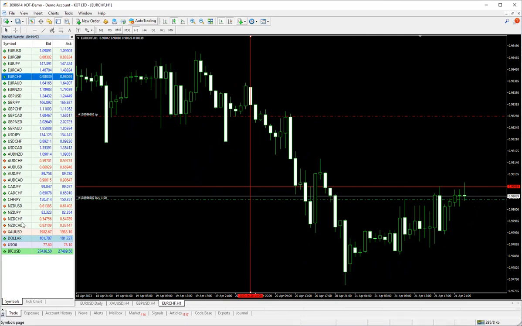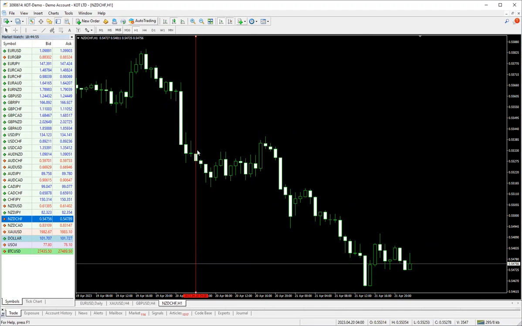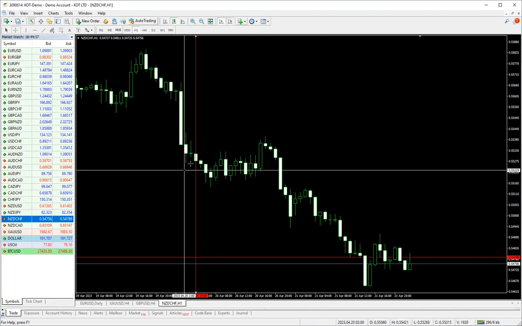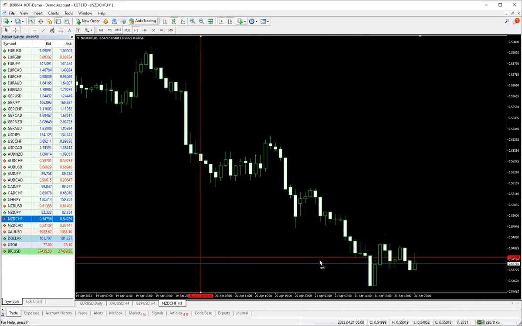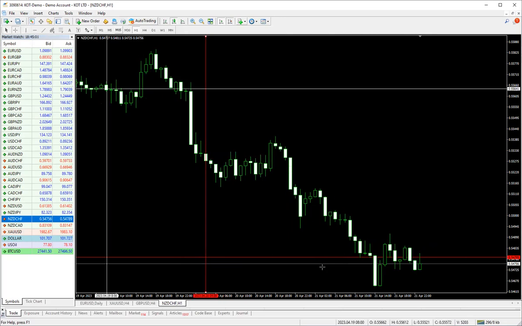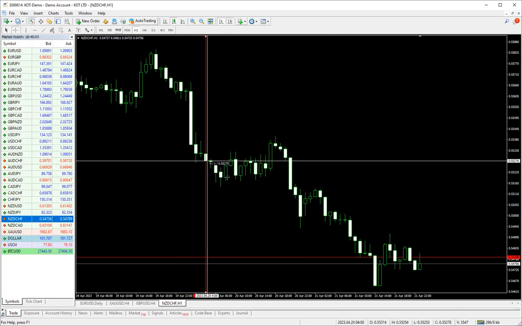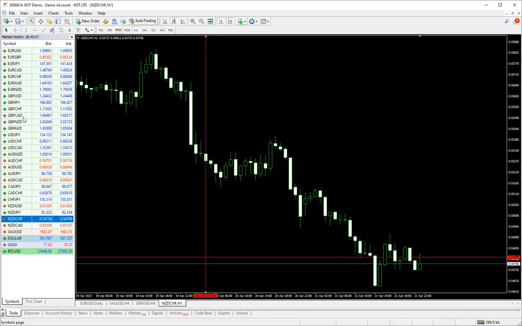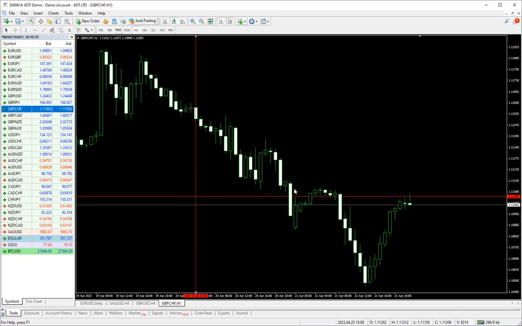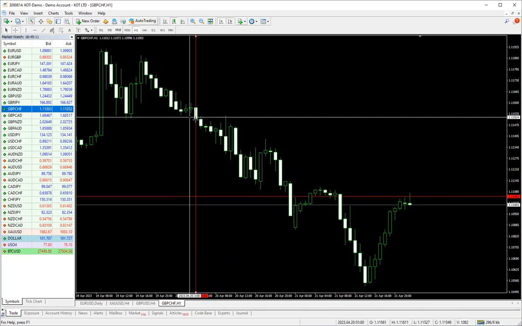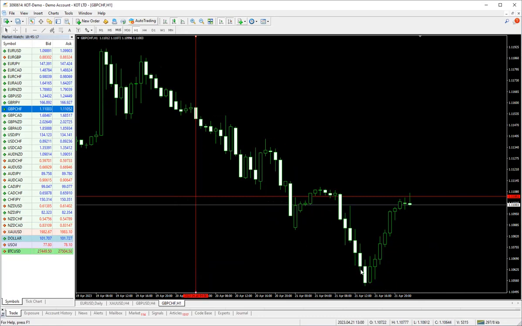Now, which ones again did I choose? NZD. Look at it. From Wednesday. Look at how many pips it came. From Wednesday, 63 pips. GBP from Wednesday, which is here, that's almost 98 pips. You get it. So that is how it is.